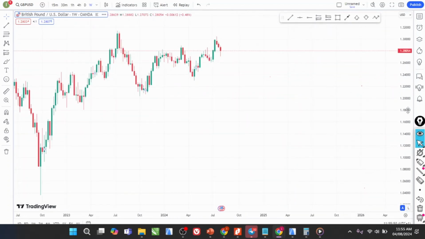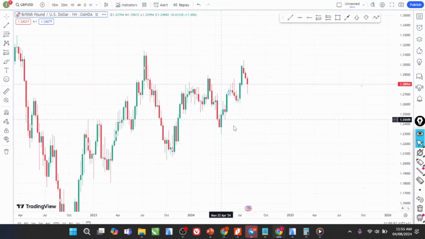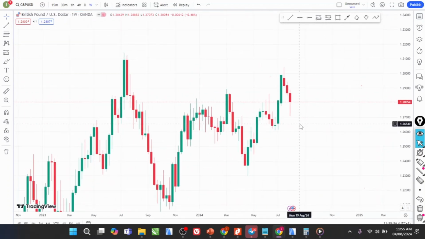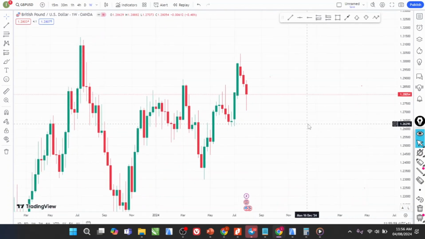Okay, now this is the weekly time frame. So the first thing we need to do now is to mark out our key levels, the areas of rejection. All right.